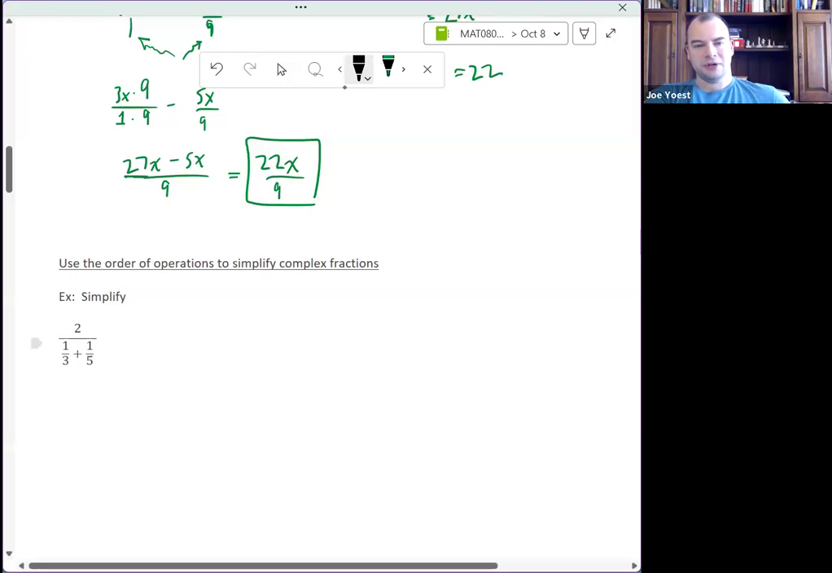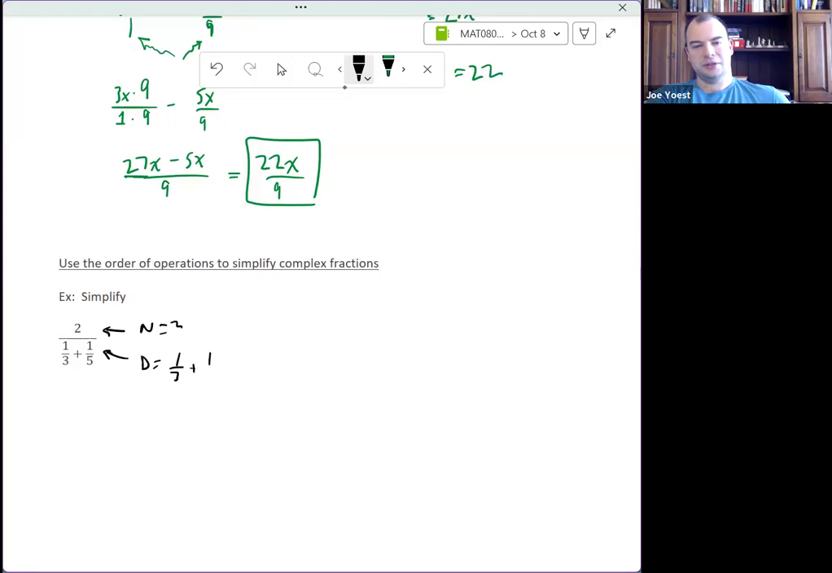So I know that when I have an overall fraction like this with a numerator of 2 and a denominator of 1/3 plus 1/5, my goal is to first simplify the numerator. Well, there's nothing really that can be simplified there. Then simplify the denominator. I can do this fraction addition and make this one fraction, and then simplify the overall fraction. So my denominator, 1/3 plus 1/5, well, I know that 3 and 5 are both prime numbers. So my lowest common denominator is going to be 3 times 5, or 15.